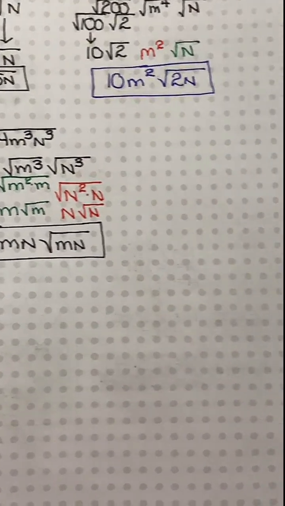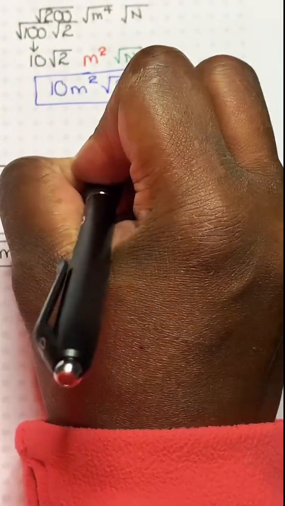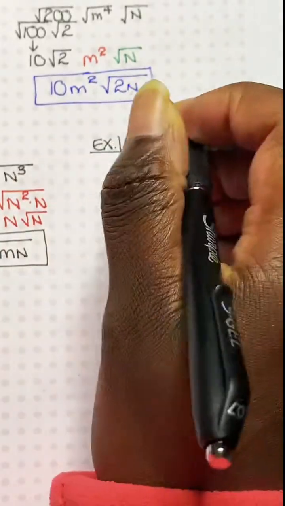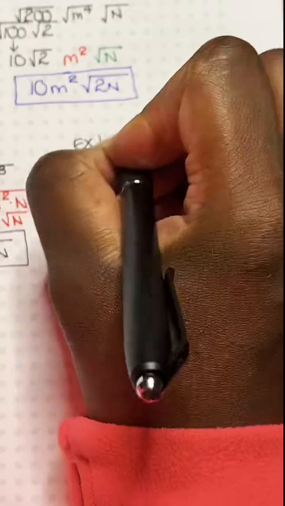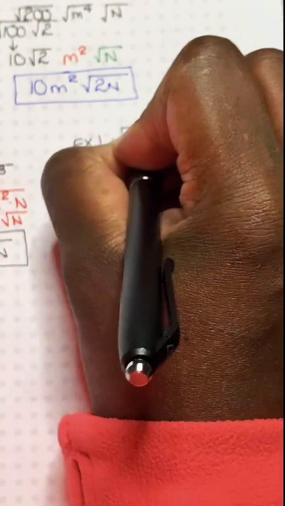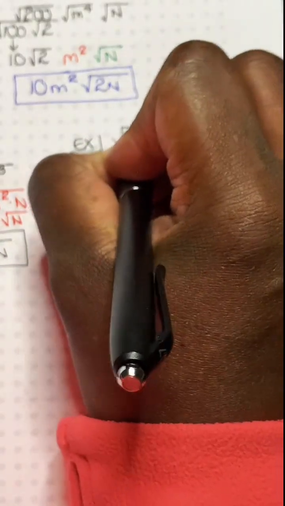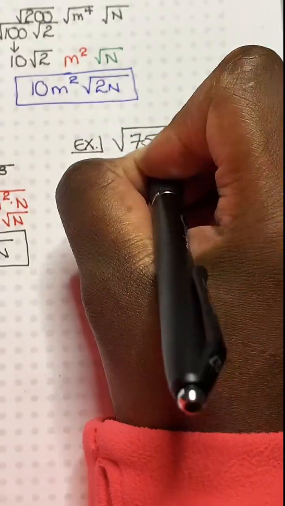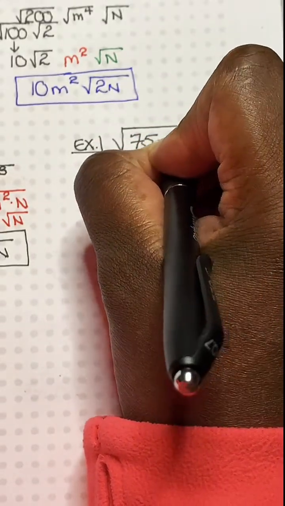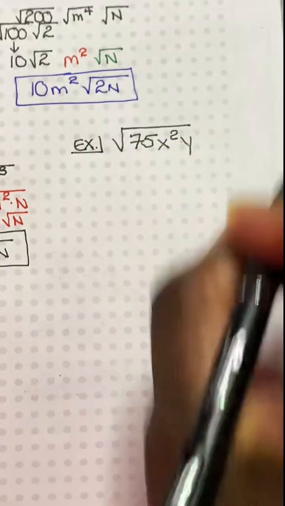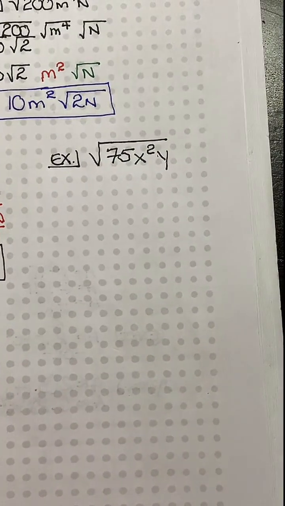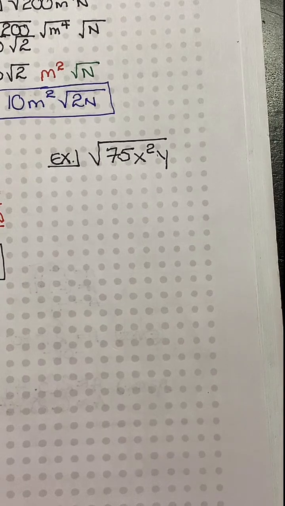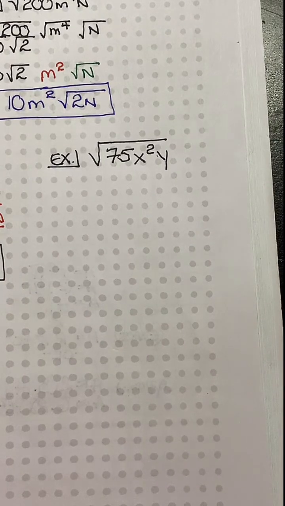All right, let's do another one. Let's say the square root of 75x squared y. So the square root of 75x squared y. Okay, no problem.